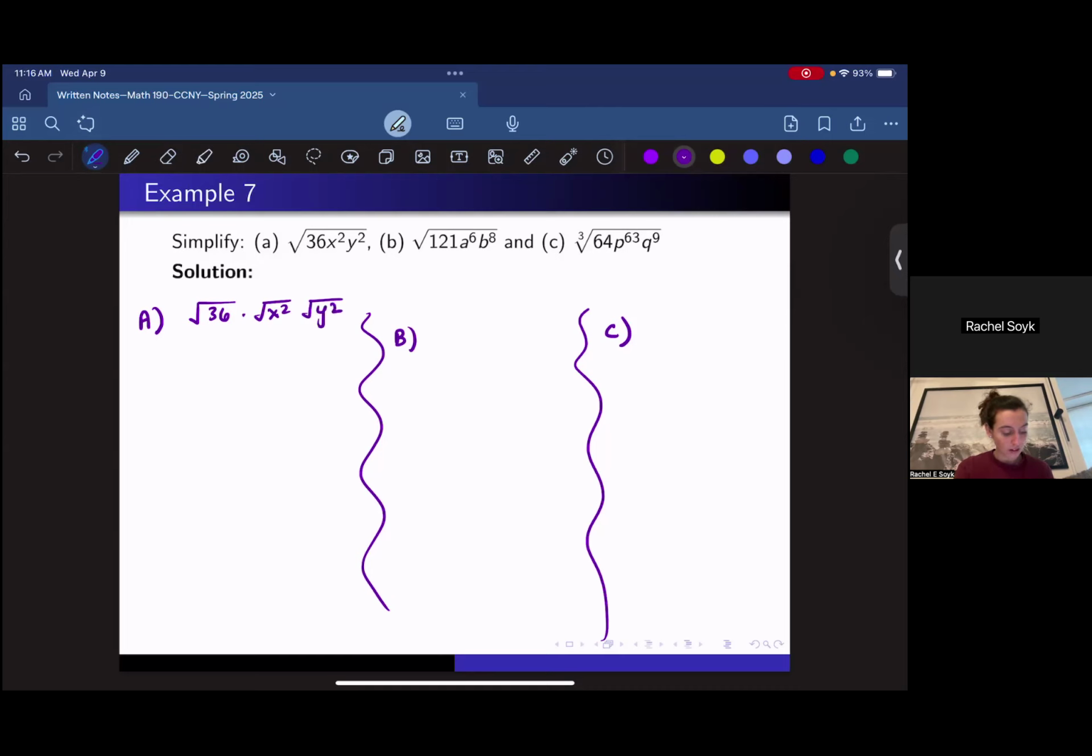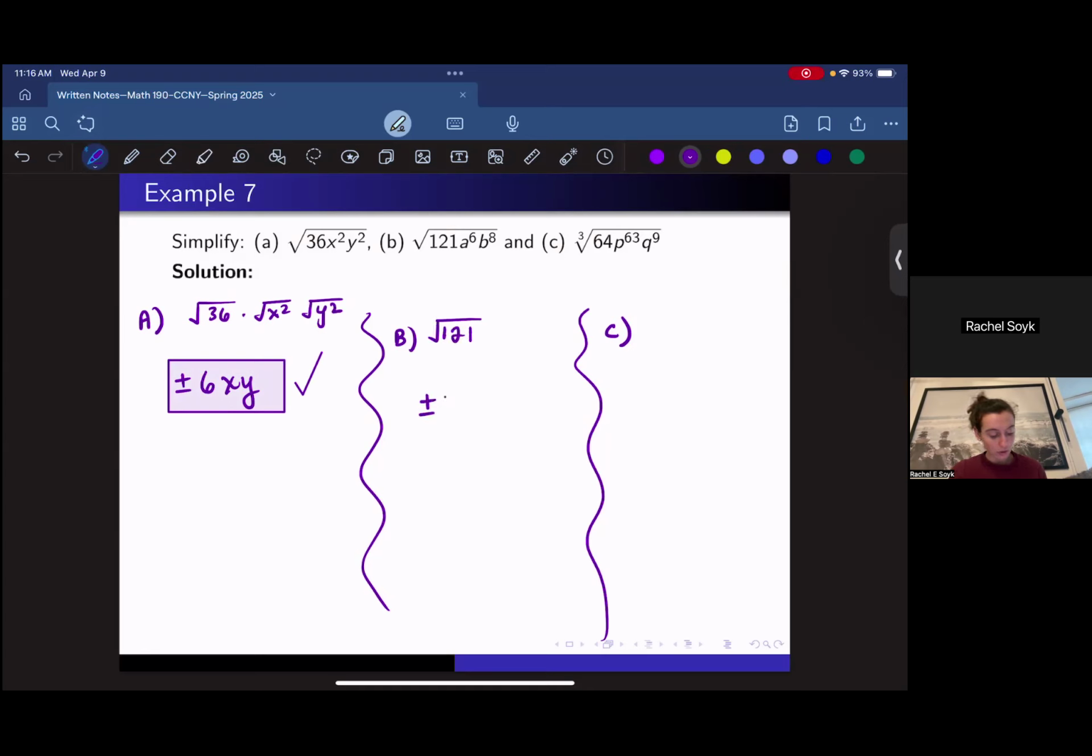Well, it's an even index, so we have plus or minus. The square root of 36 is 6. Square root of x squared is x. Square root of y squared is y. Final answer, and we're done. Let's do the same for the second, which is once again even index. So we have a plus or minus.